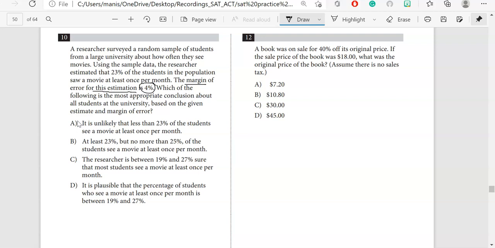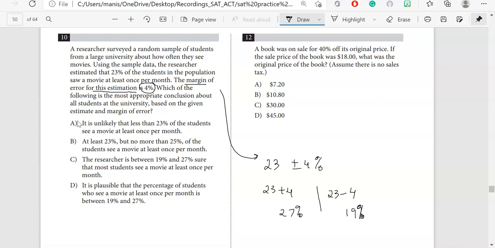So what does margin of error mean? Margin of error means this is plus or minus 4% of what? Of this 23. So I will be doing 23 plus 4 and 23 minus 4, which gives me 27% and 19%. Okay, so this is my 19%.